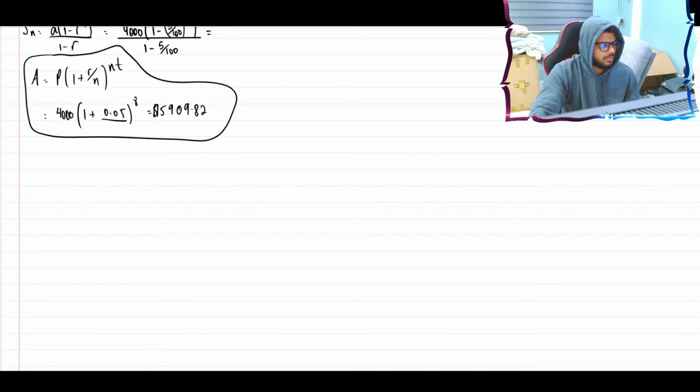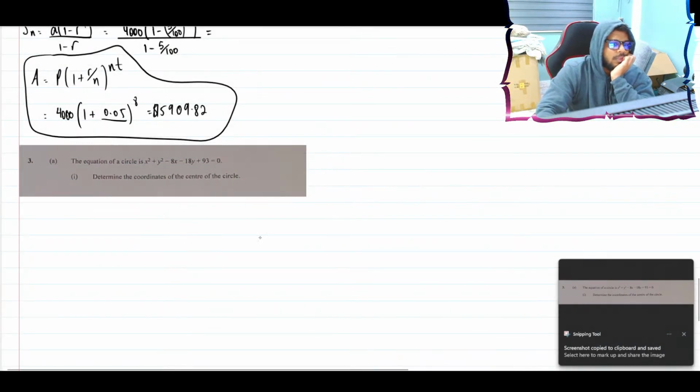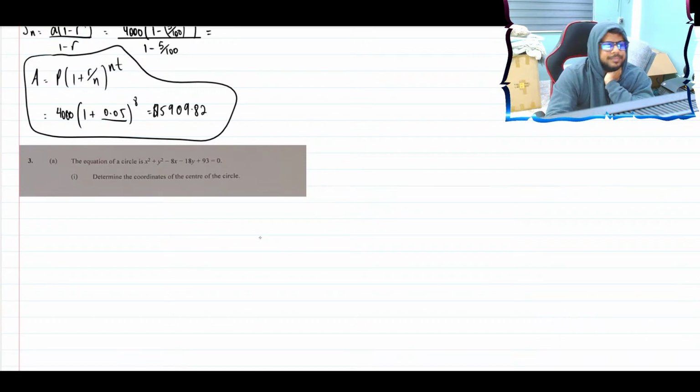Alright, so we're moving on. Number 3. Okay, question. They just want what the coordinates are of the center of the circle. Right? X squared plus y squared minus 8x minus 18y plus 93 is equal to 0.